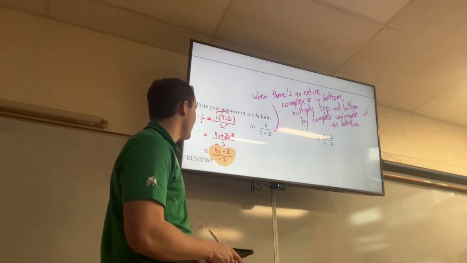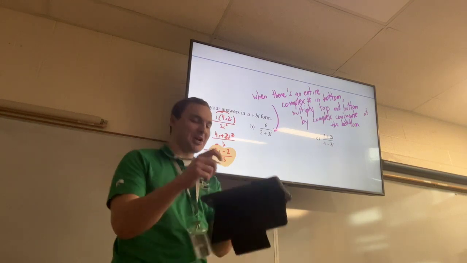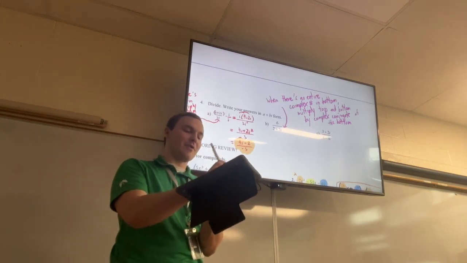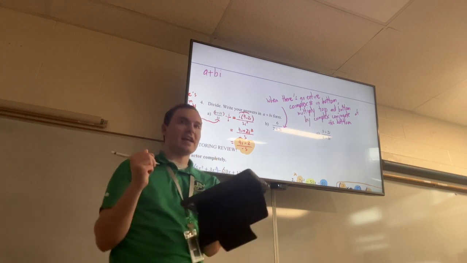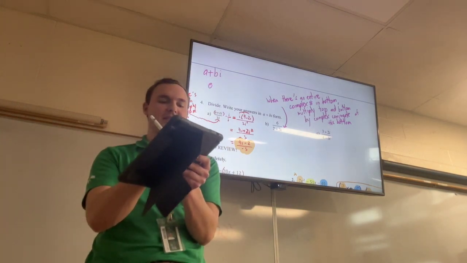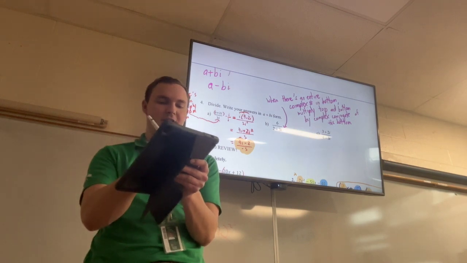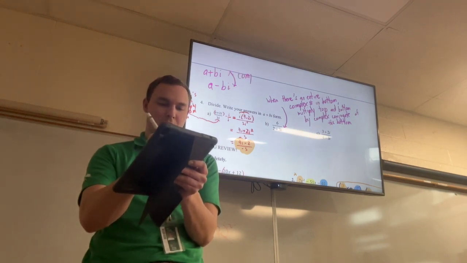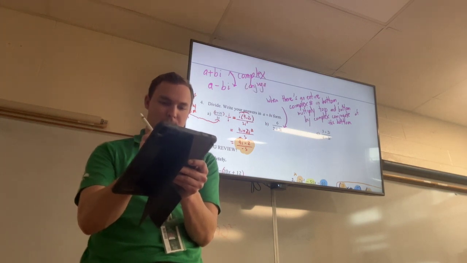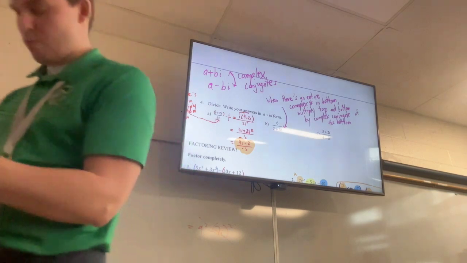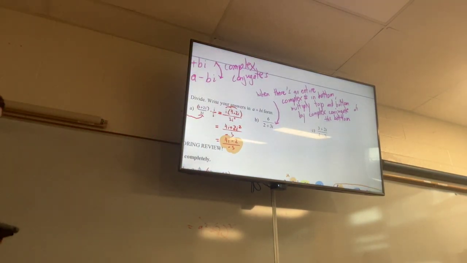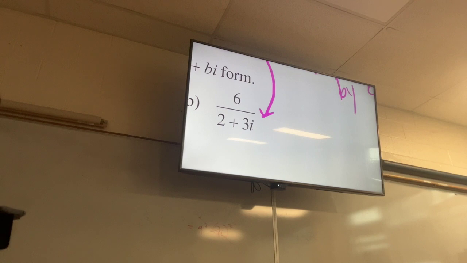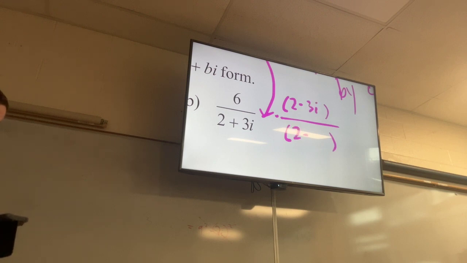Does anyone know what I mean by complex conjugate? If I have a complex number a plus bi, we find its complex conjugate by flipping the symbol in the middle. These are complex conjugates. So what's the complex conjugate that we would multiply the top and bottom by here? 2 minus 3i. So I multiply the top and bottom by 2 minus 3i.